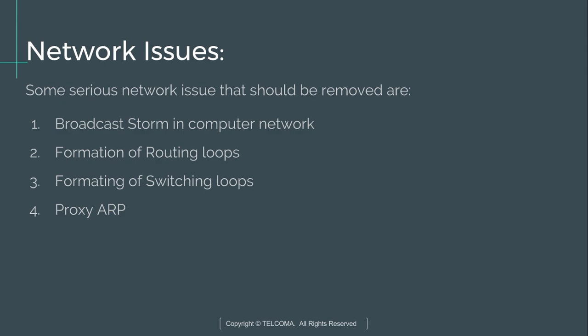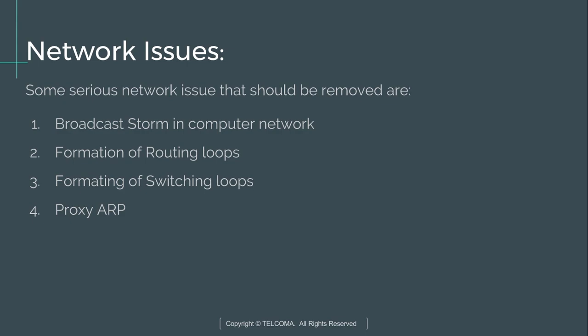The next is the formation of a routing loop. When routers are interconnected to each other and traffic is sent or broadcast between these nodes, this forms an endless or circular loop. This also makes the network freeze, and a clue to this issue is that the network slows down. So we have to remove these routing loops also.